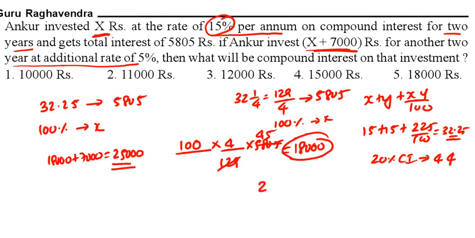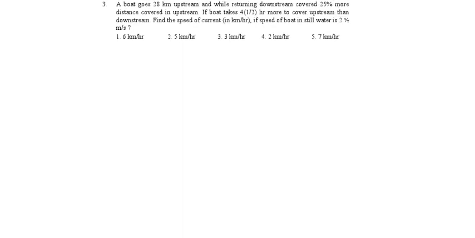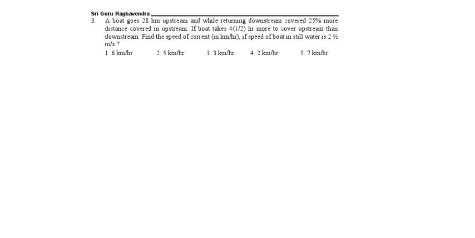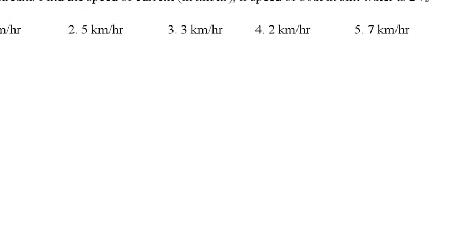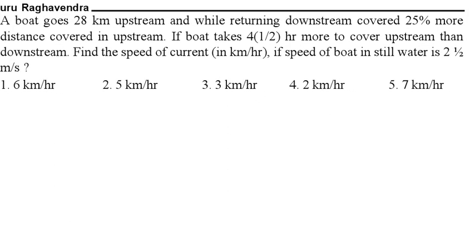So in compound interest we have to use x plus y plus xy by 100, where x is the rate of interest for first year, y is the rate of interest for second year. So 15 plus 15 plus 15 into 15, 225 by 100, that is 32.25. So what is given? 32.25 is equal to 5805.